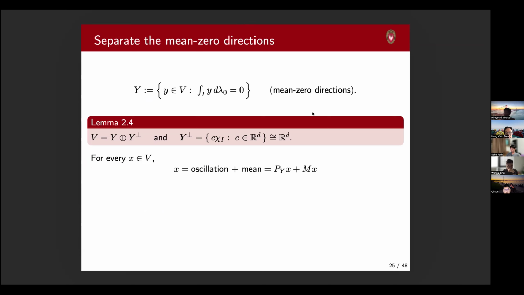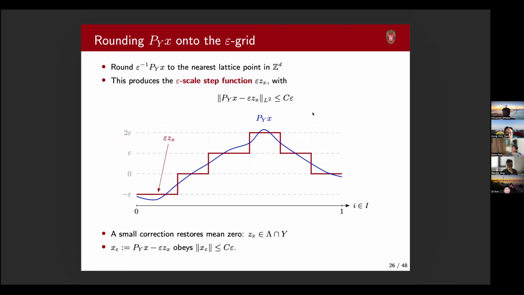So every x in V can be decomposed into the Y part, the mean zero oscillation, and the mean part m of x. Okay, and then we can decompose the Y part, P_Y of x, a little bit further. I'm going to approximate P_Y of x by an epsilon scaled step function, denoted as epsilon times z of x. So basically z of x is just a step function with values in lattice. Because of this approximation, the remaining part will be very small. What I mean is the remainder, denoted as x of epsilon, has L2 norm bounded by O of epsilon.